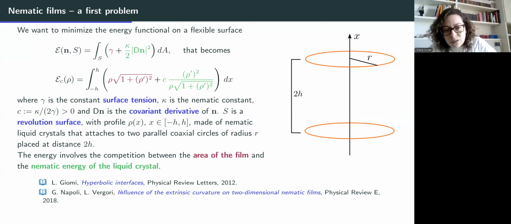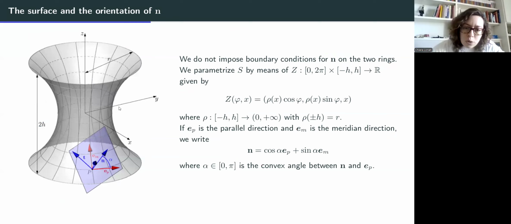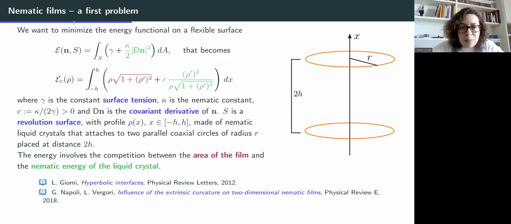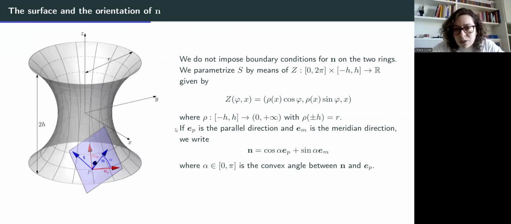different assumptions on the surface lead to completely different results in terms of the shape of the surface. So for this first problem with just the covariant derivative, to obtain the functional, so to rewrite it and pass from the first formula to the second, we parameterize our surface as a revolution surface, a standard way. And then we can decompose our director vector field n in this way.